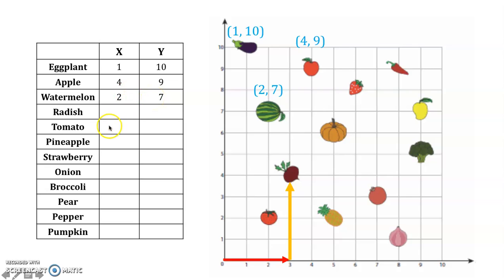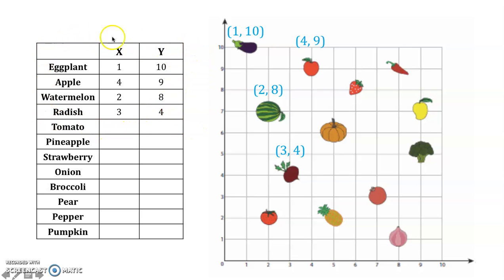Moving on to the radish, same exact process: slide 3 units to the right on the x-axis, drive 4 units up the y-axis until you collide with that radish. Our ordered pair is 3, 4. Take away the parentheses, take away the comma, and you've got your data units in your data table.